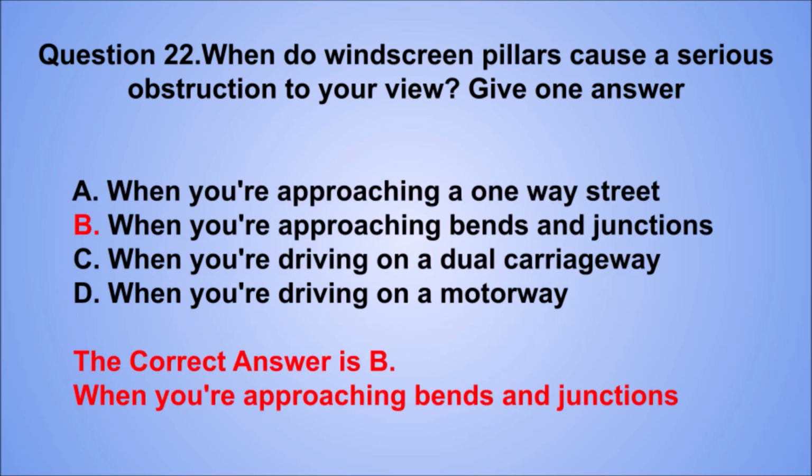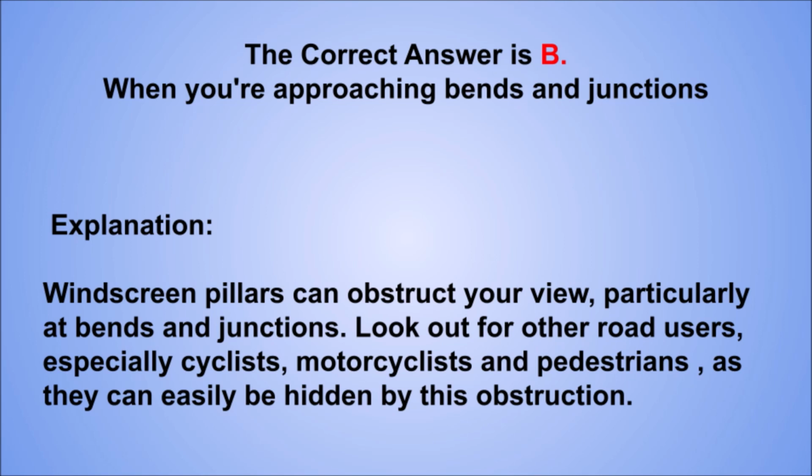The correct answer is B. When you're approaching bends and junctions. Explanation: windscreen pillars can obstruct your view, particularly at bends and junctions. Look out for other road users, especially cyclists, motorcyclists and pedestrians, as they can easily be hidden by this obstruction.